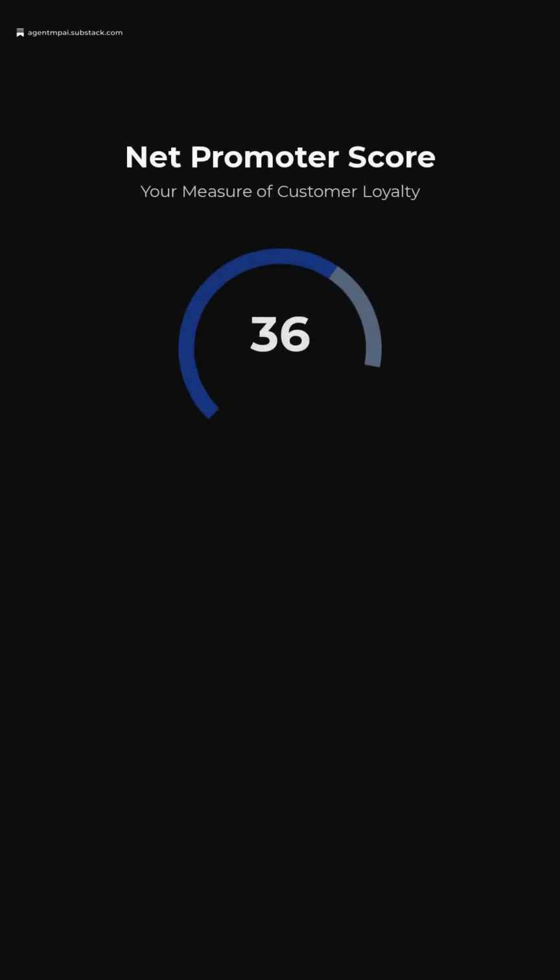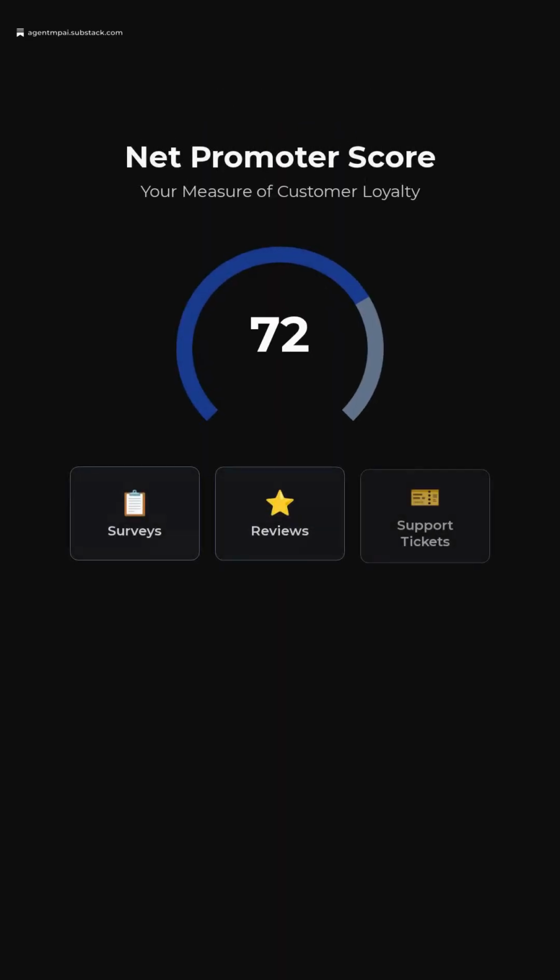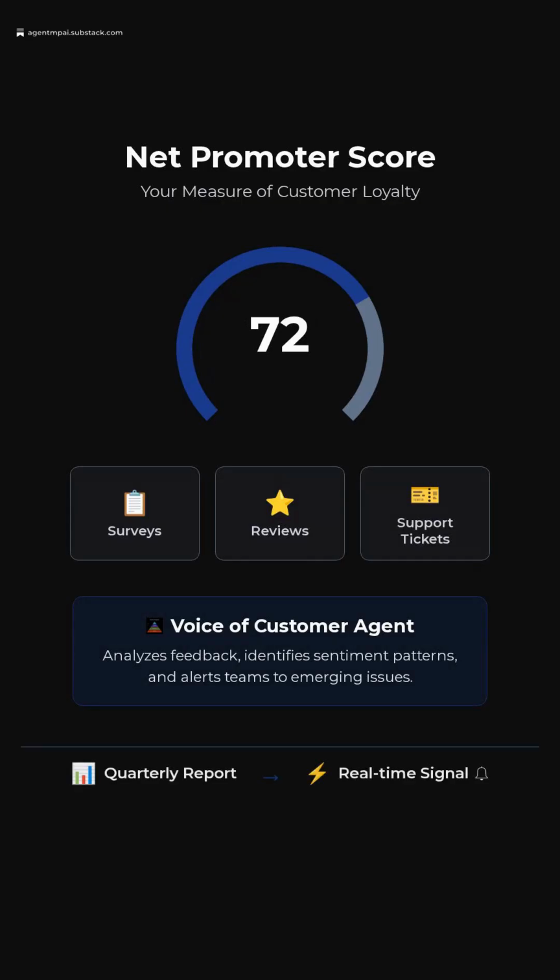And Net Promoter Score, your measure of customer loyalty. CXOs deploy voice-of-customer agents that analyze feedback across surveys, reviews, and support tickets, identify sentiment patterns, and alert teams to emerging issues before they become churn. NPS becomes a real-time signal, not a quarterly report.